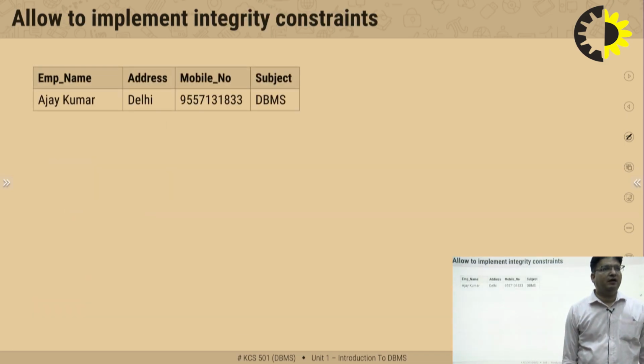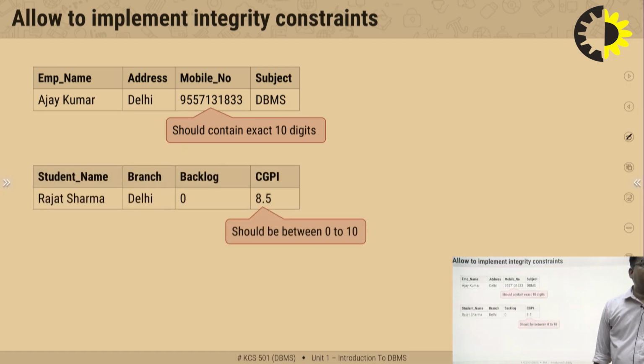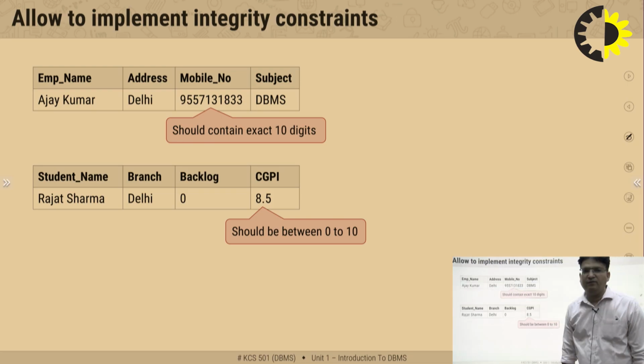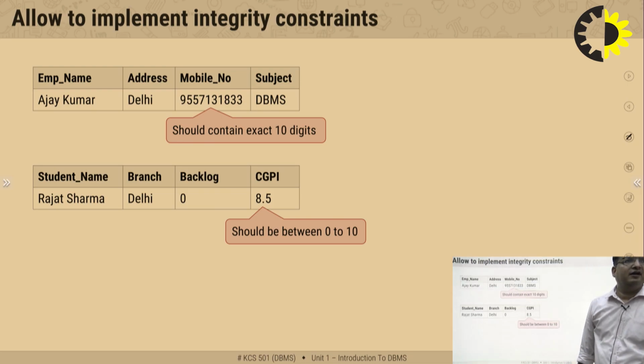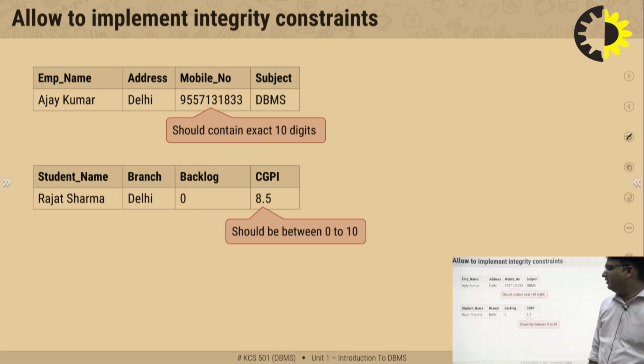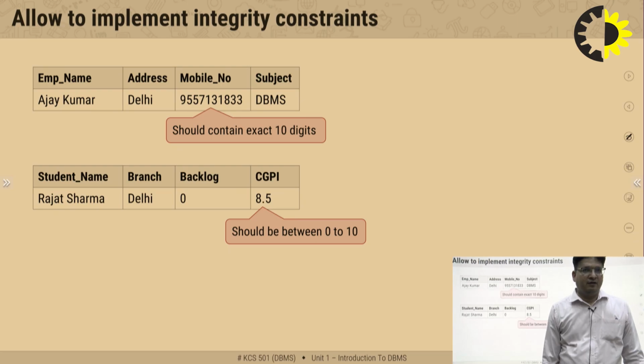Now it allows us to implement integrity constraints. For example, the mobile number should have exactly 10 digits. If we enter more than 10 digits or fewer than 10 digits, it will not be permitted, since we define that the mobile number should have exactly 10 digits. And for example, the CGPA of any student can lie between 0 and 10. One cannot accidentally enter 11, 12, or a negative value. That is not allowed or permitted.